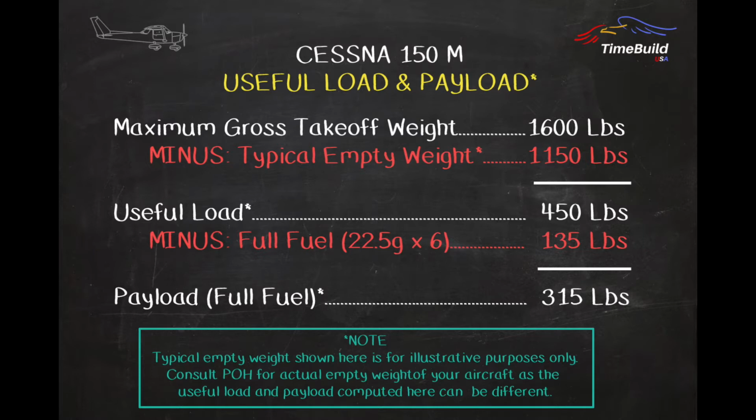pilot's operating handbook. The term payload refers to the maximum weight of passengers and baggage that can be carried with a specified amount of fuel. To determine the full fuel payload, deduct the maximum usable fuel from the useful load. In our example, this yields a maximum payload of 315 pounds. Of course, the payload can be increased by reducing the amount of fuel, but doing so will decrease the range. Again, refer to the POH for your airplane for the actual empty weight when performing any weight and balance computations.